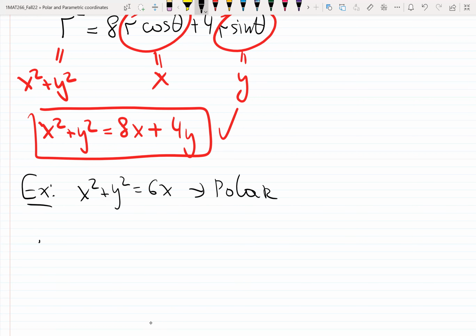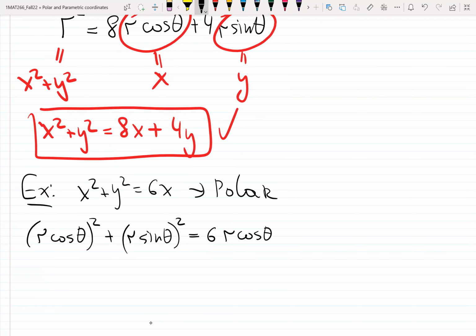You know that x is r cosine theta, then square it. y is r sine theta, then square it. x is r cosine theta. And then simplify. So r squared cosine squared theta plus r squared sine squared theta equals 6r cosine theta.